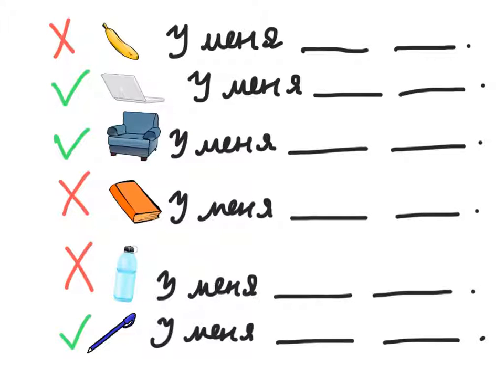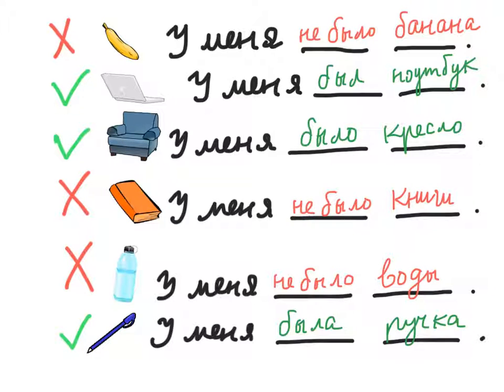Say that you had or didn't have these things according to the pictures. У меня не было банана. Банан has to go into the genitive because it's lacking. У меня был ноутбук. Был masculine form because of notebook. У меня было кресло. Neuter because of the gender of кресло.